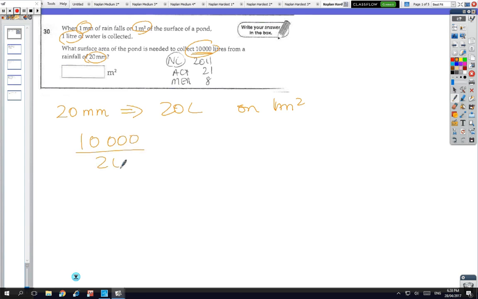So we divide by 20, cross off the zeros. 2 into 1,000 equals 500. So that means I need 500 metres squared of the pond, and I will get my 10,000 litres. Okay, moving on. Next question.